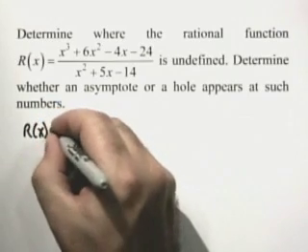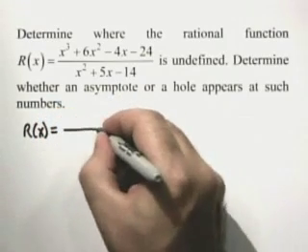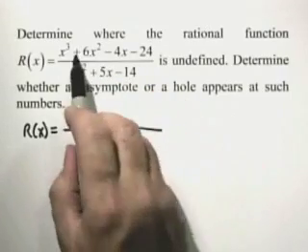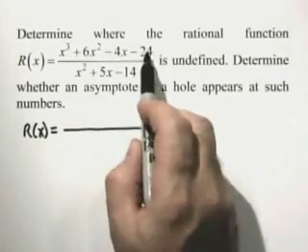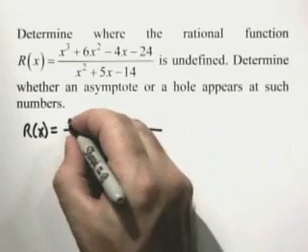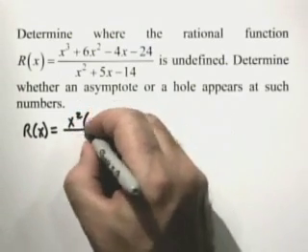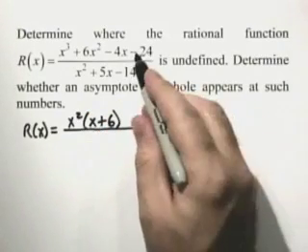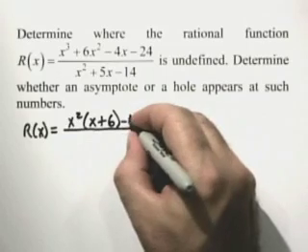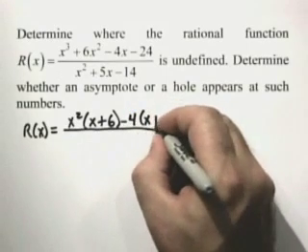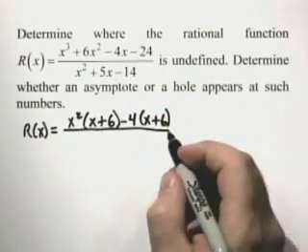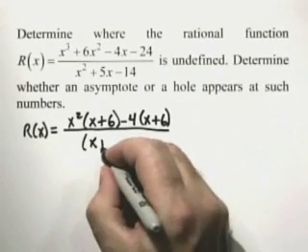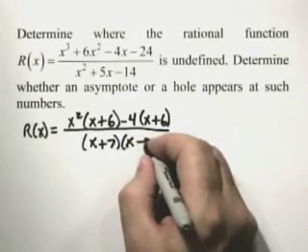We'll have r of x is equal to, and in the numerator we're going to use factoring by grouping. We'll group the first two terms together and the last two terms together. The first two terms we can pull out an x squared, so we'll have x squared times x plus 6. In the last two terms we can pull out a negative 4, so we'll get minus 4 times x plus 6 is left. In the denominator we can factor that as x plus 7 times x minus 2.